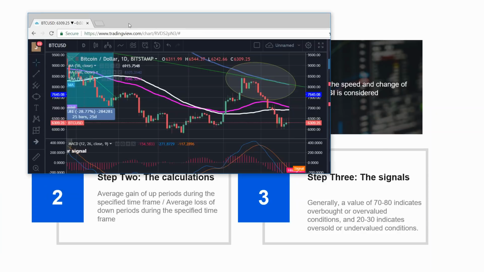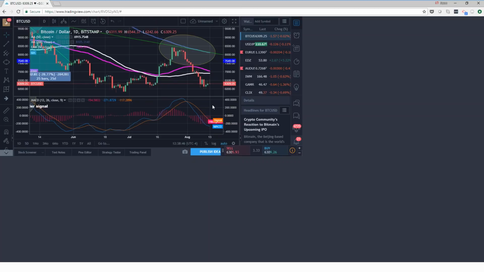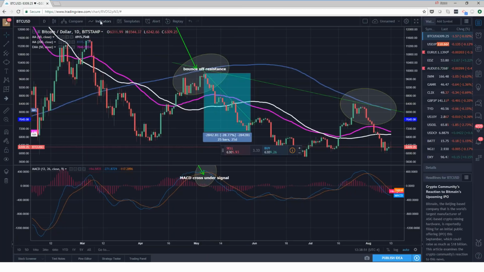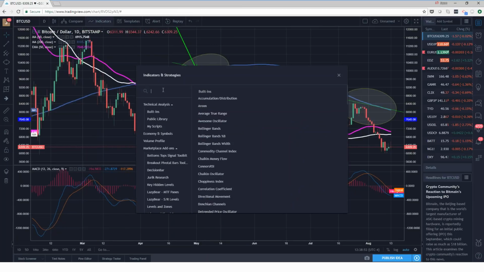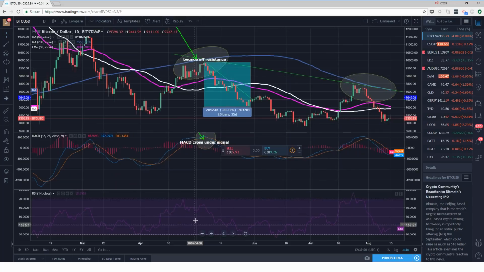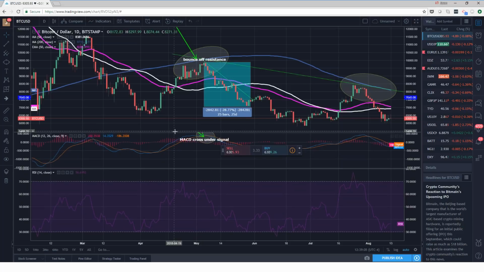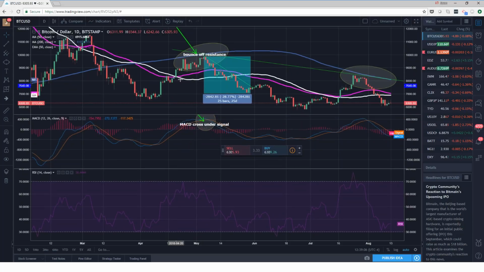All right, so let's look at RSI. And the thing about RSI that I love, honestly, is it's simple. And it's good for context. And that's how I use it. I can't say I jump in and out of trades based solely on RSI.